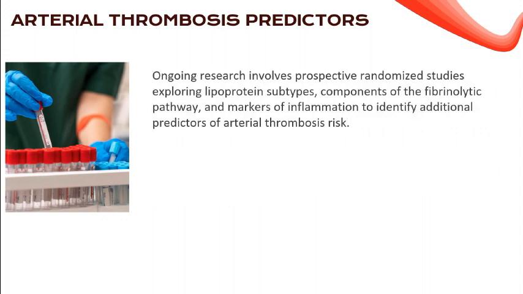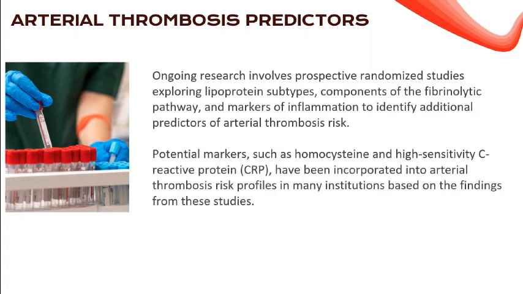Cue ongoing research, where scientists are turning over new stones. They're exploring lipoprotein subtypes, components of the fibrinolytic pathway, and markers of inflammation. It's a quest to find additional predictors of arterial thrombosis risk. Enter potential markers like homocysteine and high-sensitivity C-reactive protein, CRP. These aren't just random names, they're the characters in our story, adding layers to our understanding of arterial thrombotic events.